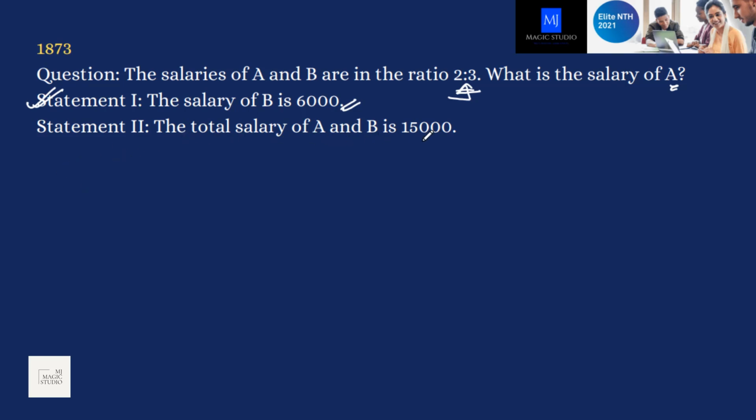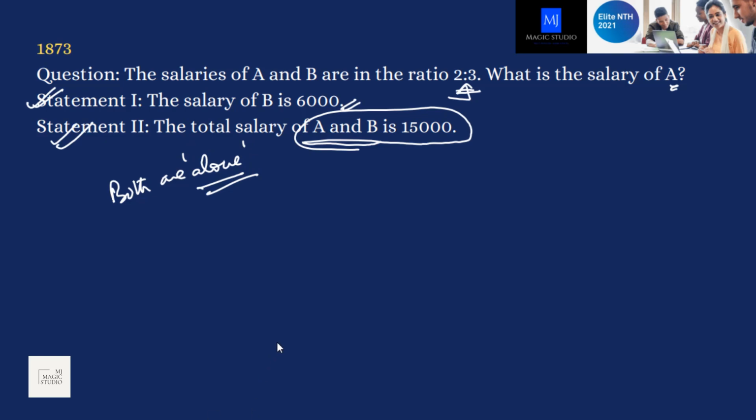Statement 2: the total salary of A and B is 15,000. With this piece of information also we can find the salary of A. That means statement 2 alone is also sufficient. Both statement 1 alone and statement 2 alone are sufficient to give us the answer.